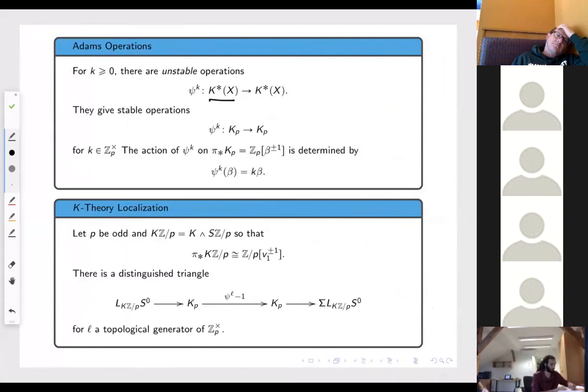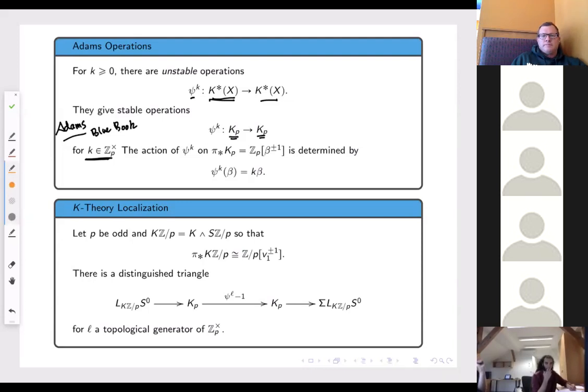Then there are these operations which go from K star of X to K star of X. They're unstable, which means they don't commute with the suspension. You can read about this in Adams' Blue Book. If you take p-complete K-theory, then for any p-adic unit, these operations give rise to stable operations on p-complete K-theory.